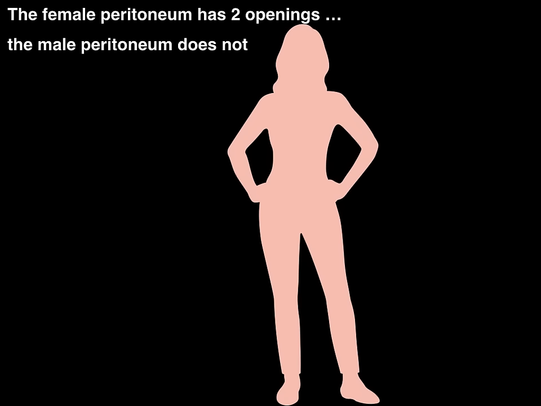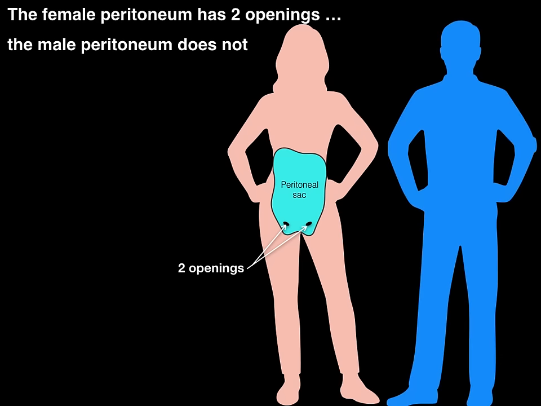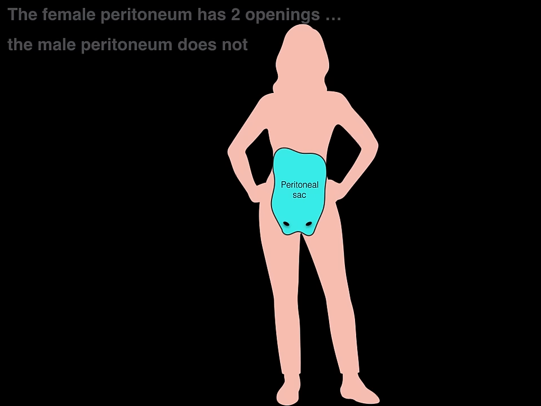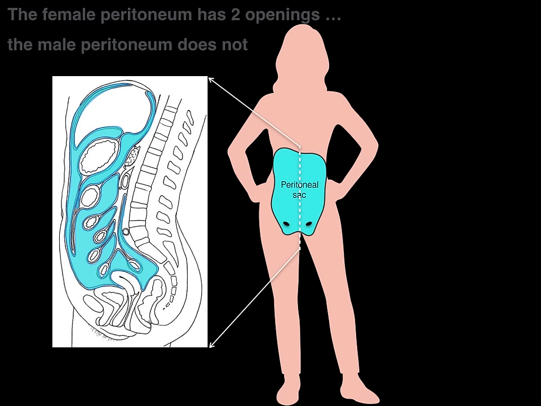All right, to do that, basically, in a nutshell, the female peritoneum has two openings, and the male peritoneum does not. So here in the female, we see the peritoneal sac, and at the bottom of the peritoneal sac are these two openings. Now, in the male, if we take a look at the peritoneal sac, there are no openings. And if we take a sagittal section of that and blow it up, if we look on the lateral pelvic wall, there is one of those openings, okay? One opening on this side because it's sagittal, the other opening would be on the other side.